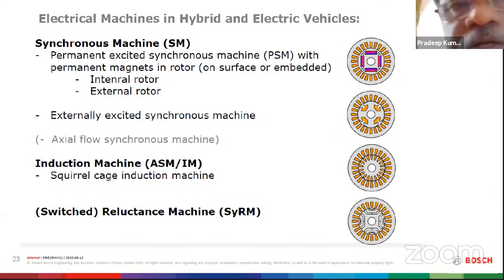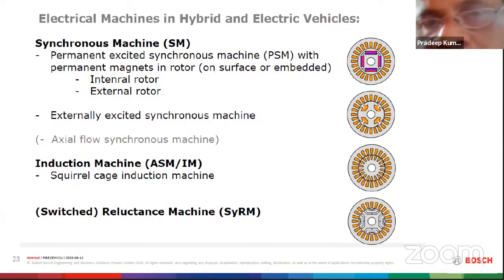another component. There are different kinds of motor. You have synchronous machine, permanent magnet synchronous machine, externally excited synchronous machine, axial flow machine, induction machine, switch reluctance machine. You have different kinds of machines, and you need to choose. Each has its pluses and minuses, and a lot of research is going on to make these machines efficient.